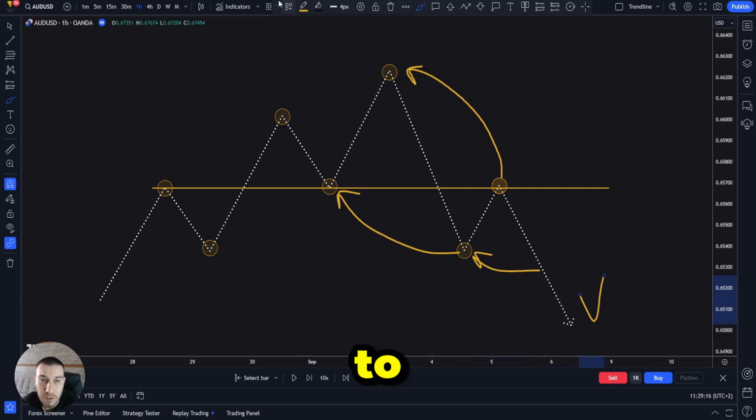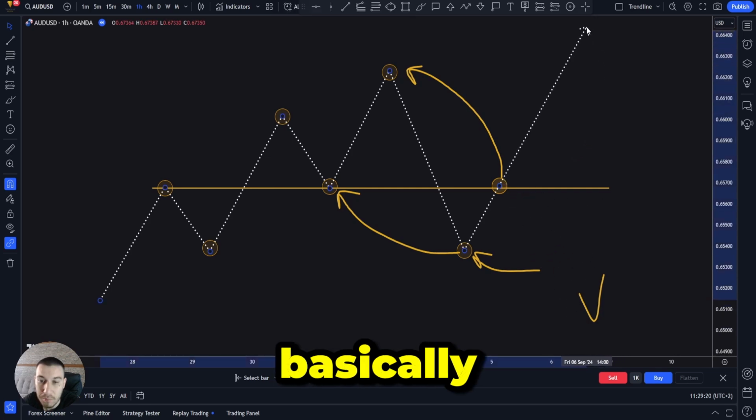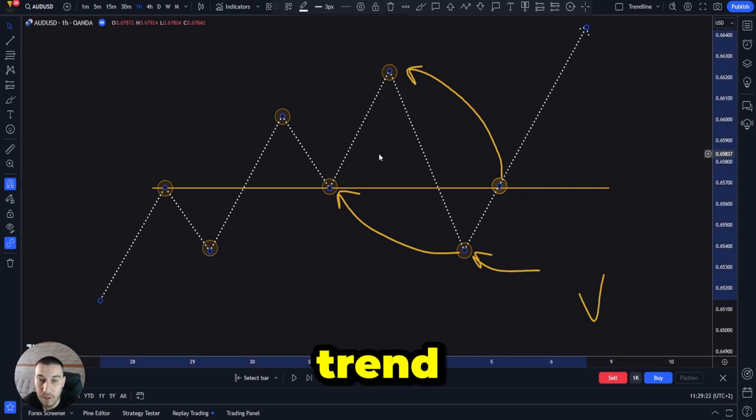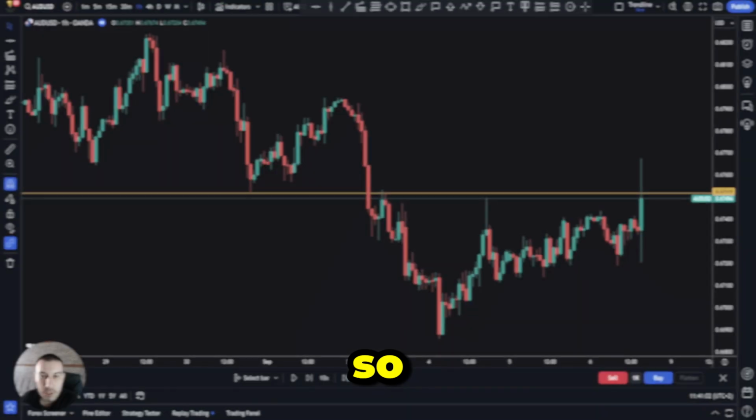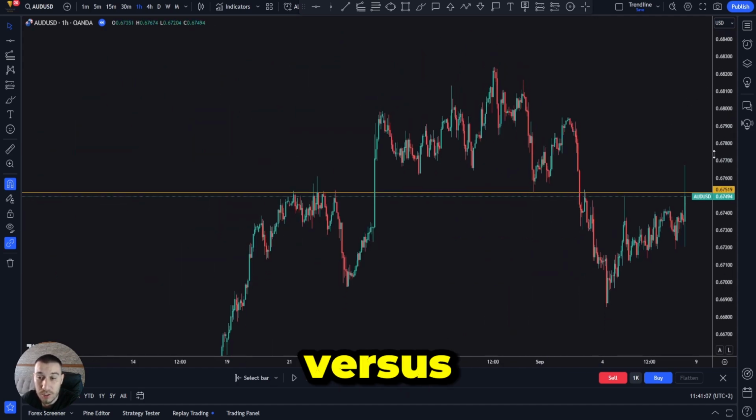But what tends to happen quite often is we see the market going back to the upside, basically continuing the uptrend. And this kind of choppy price action is what confuses a lot of traders, and you're now lost, you don't know in which direction you should be trading. Well, I'm going to teach you exactly what you need to know so you don't become a victim of this price action trap. So let's have a look at this example here on the Australian dollar versus the US dollar.